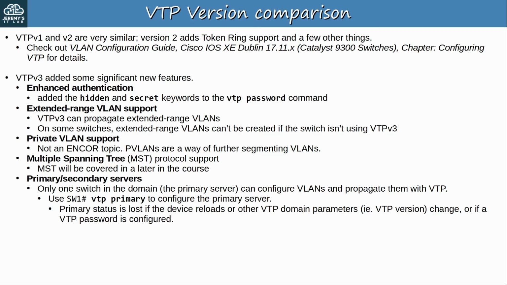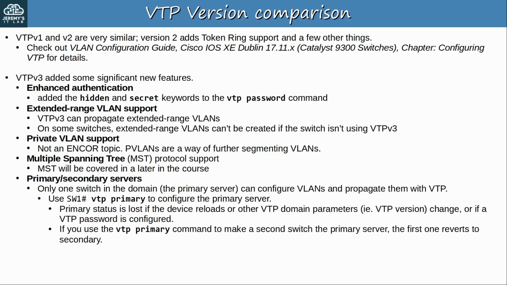The primary status is lost if the switch reloads, or other VTP domain parameters such as the version change, or even if a VTP password is configured. That will cause the primary server to become secondary. If you use the VTP primary command to make a second switch the primary server, the first one reverts to secondary. So what's the reason for having only one switch that can configure VLANs?